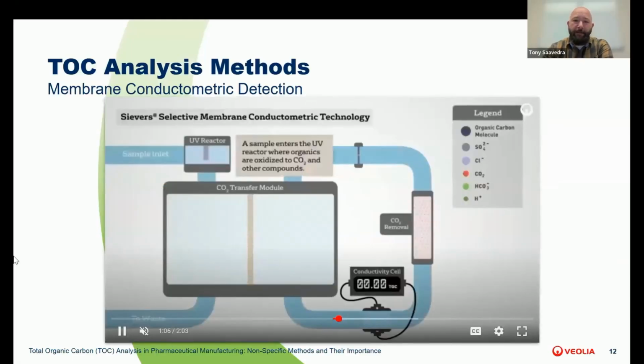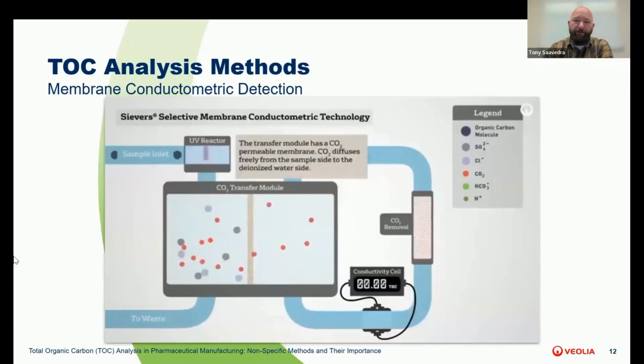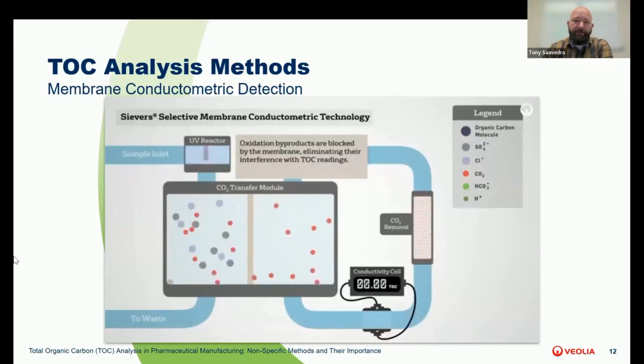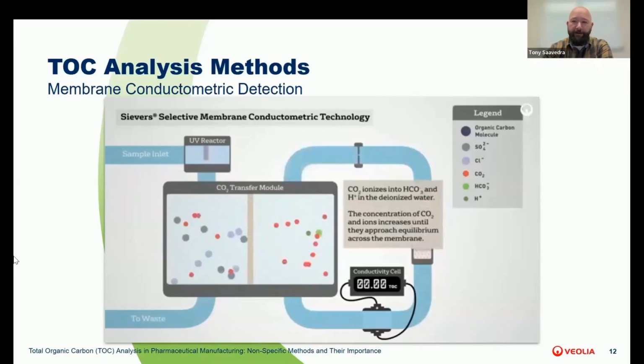Let's focus on membrane conductometric detection, a highly regarded method for TOC analysis in pharmaceutical water systems. This video demonstrates how this method works, and I'll walk through as we watch. So membrane conductometric detection operates on a unique principle. First, the water sample is oxidized, typically using a UV light or chemical oxidizer. This process converts all organic carbon in the sample to CO2.